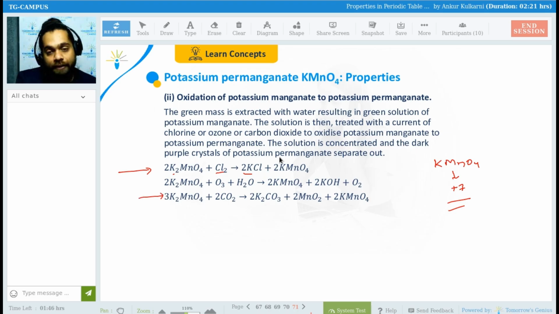Write down the first and the third reaction. In the third reaction, we pass carbon dioxide. That is also one of the ways to get our pyrolusite ore back and KMnO₄. Pyrolusite ore again, which we can use. These are the possible ways by which you can prepare potassium permanganate.